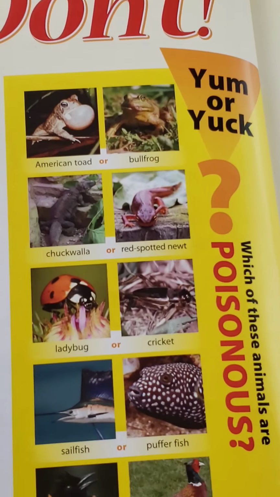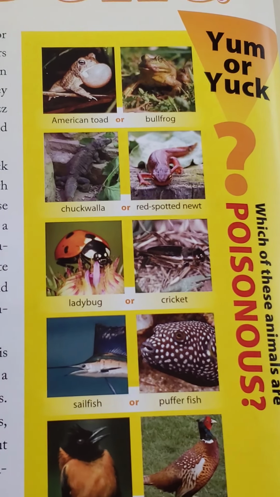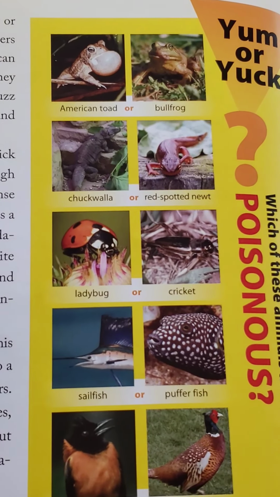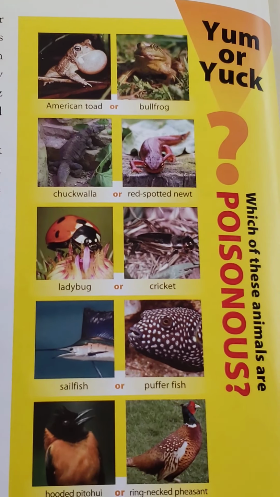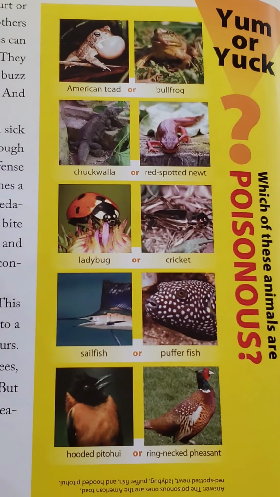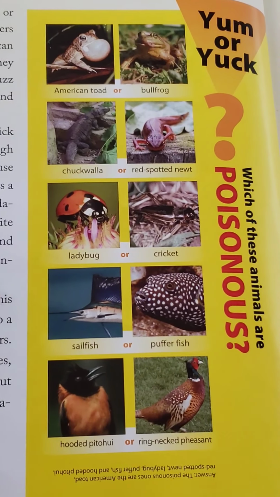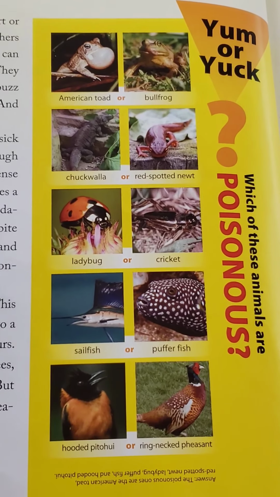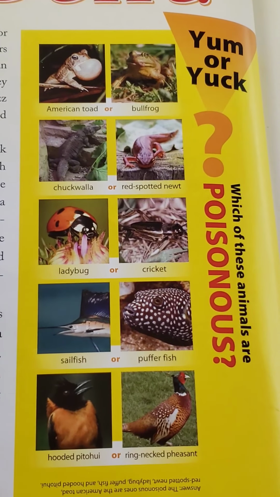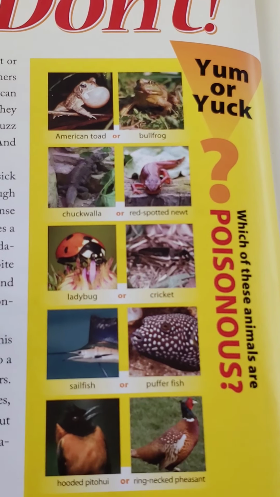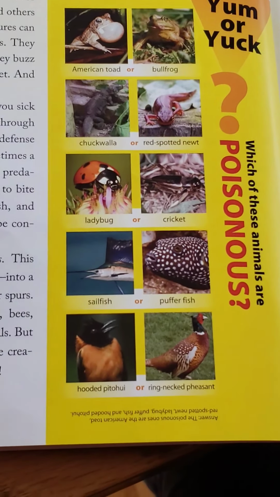Okay, if you said an American toad, you are correct. That is a poisonous animal. Okay, a chuckwalla or a red-spotted newt. Which one do you think is poisonous? Well, if you said a red-spotted newt, you are correct. The next one you all should get right. Is it a ladybug or a cricket? Which one's poisonous? And you are right. It is a ladybug. A sailfish or a pufferfish?